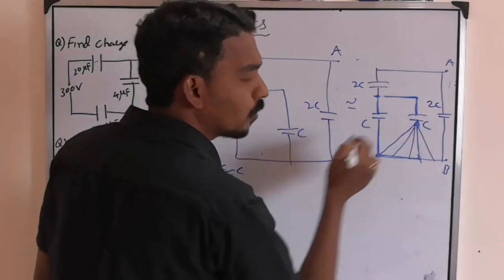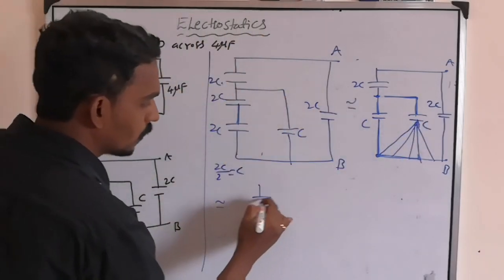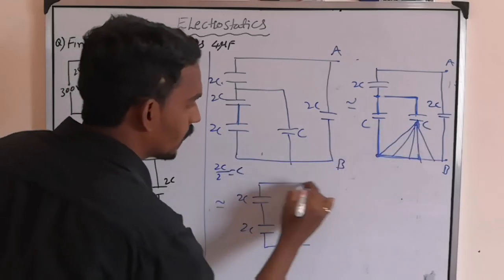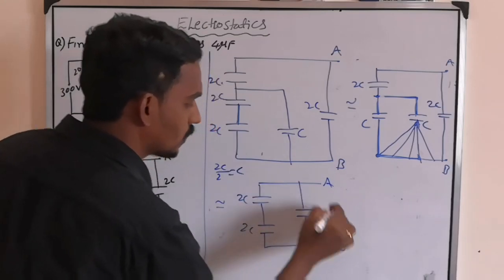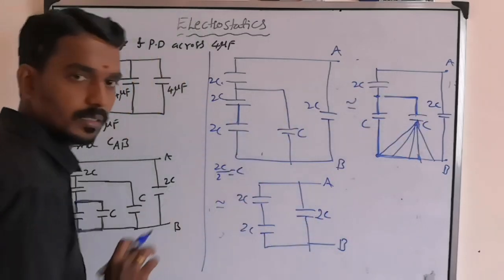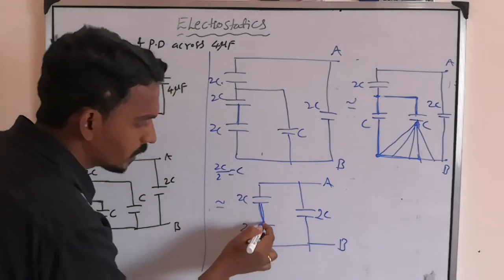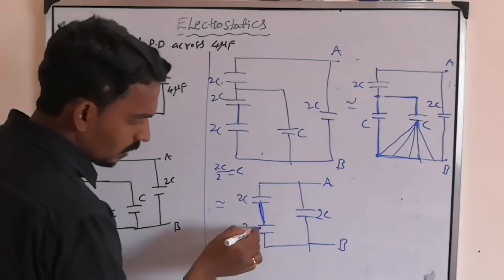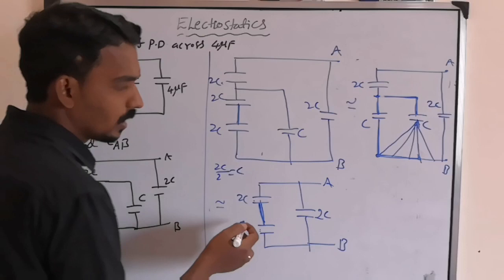So these two are in what? Parallel. C plus C, 2C. Now it will reduce to this 2C, and one more C plus C, 2C, and this is A, this is B. Now this is 2C, and this reduces to these two combinations. Now if you look at the diagram again, these two are in series because one of the plates is joined directly, with no other connection between them. So these two are in series, again 2C, 2C, 2C by 2, C.